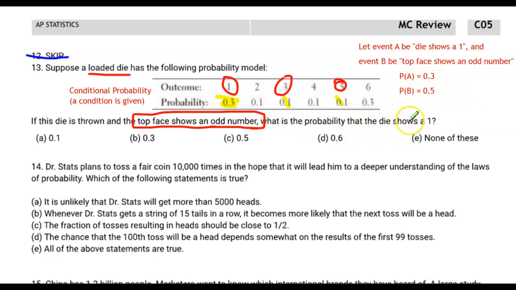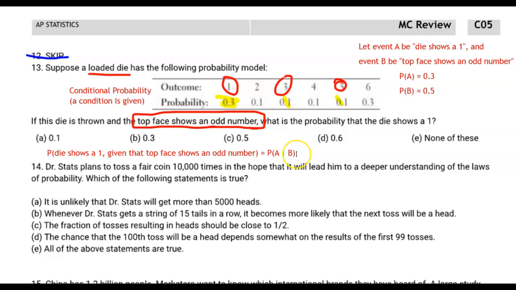We're asked the probability that the die shows a 1 if we know that the top face shows an odd number. So that's it written out into English. I find it useful to write it out in English first and then turn it into symbols. So die shows a 1, remember that's A, given that the top face shows an odd number, remember that's B. Here's how it looks in probability notation. All right, so what we're really calculating is the probability of A given B.